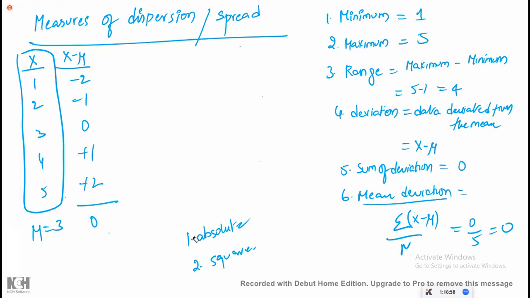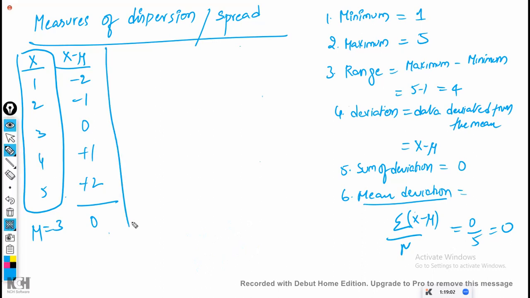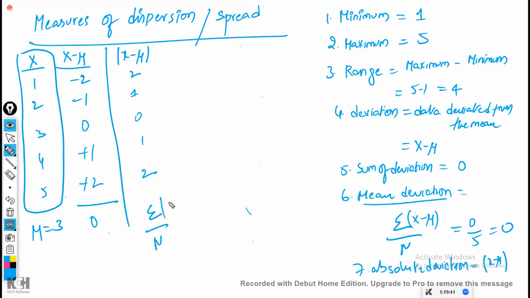First, the absolute. What is meant by absolute deviation? Absolute deviation means first the deviation, and then applying the absolute value, which is nothing but mod of x minus mu. So the absolute deviations are 2, 1, 0, 1, and 2. Now you take the average of these 5 values: sigma of |x minus mu| divided by n, which is 10 divided by 5, equal to 2.